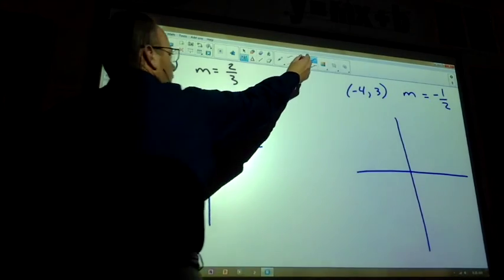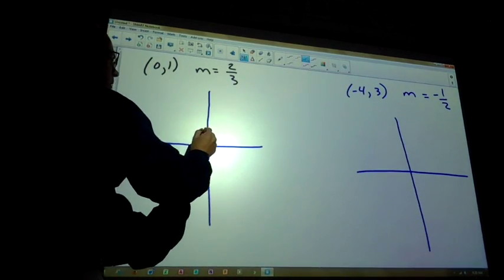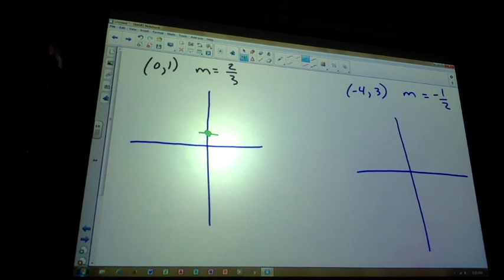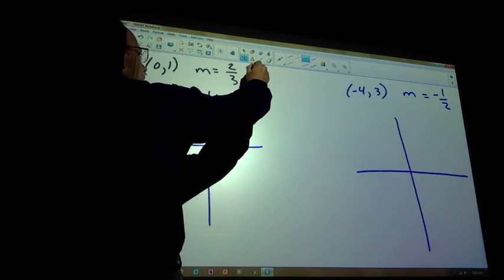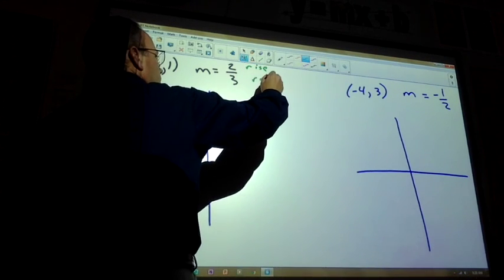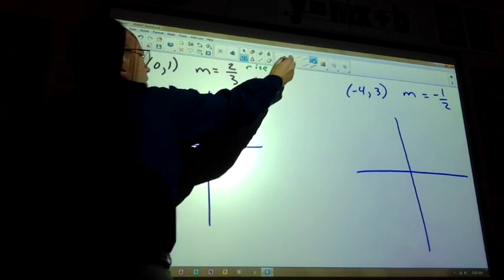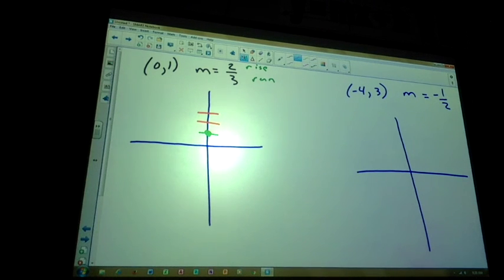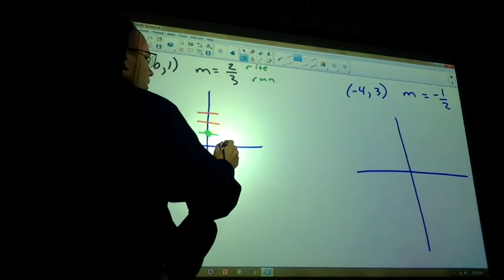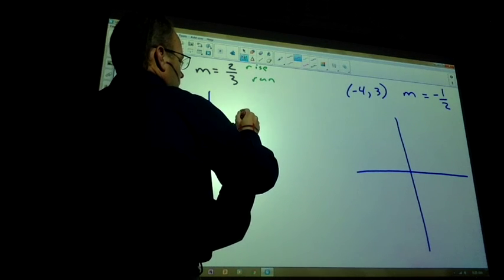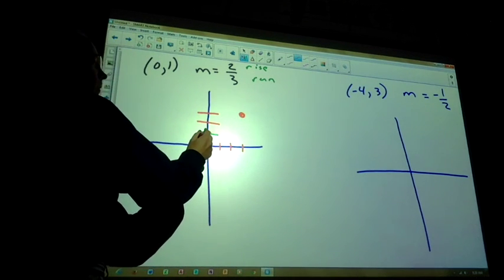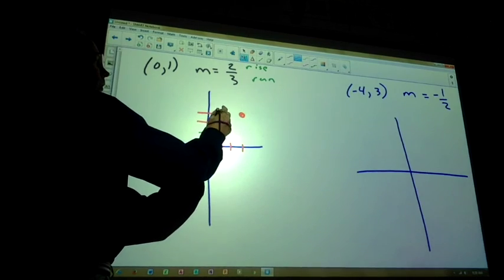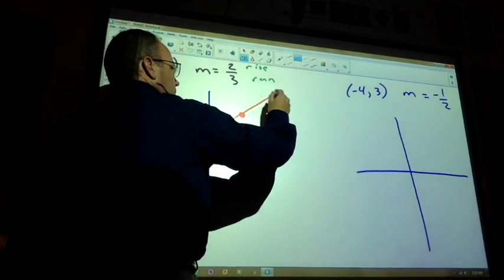So the first thing I'm going to plot is I'm going to plot 0, 1. So 0, 1 is right here. Is that okay? And the slope is rise over run. Rise over run. So what's going to happen is I'm going to go up 2 from here, and then right 3. So from here I go up 2 over 3. Connect the points.